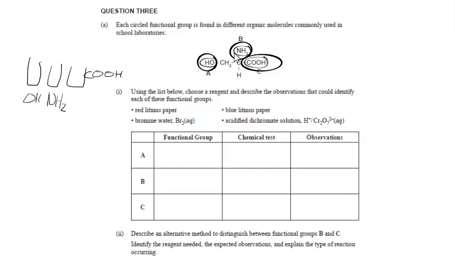So the first thing that we know is that amines are basic. So that means that an amine will turn red litmus paper blue. So for functional group B, which is NH2, the chemical test that we would use is red litmus paper, and we would observe that turning blue.